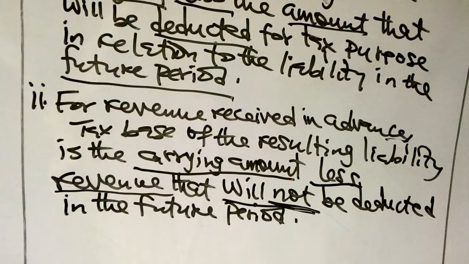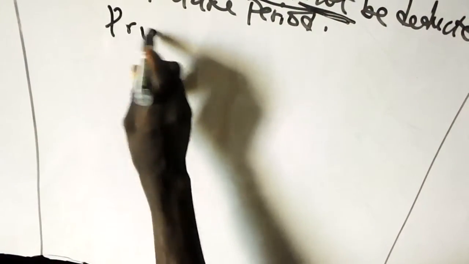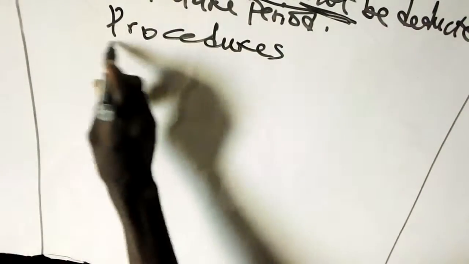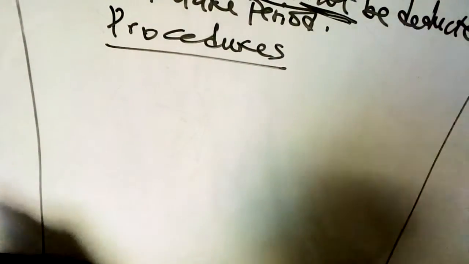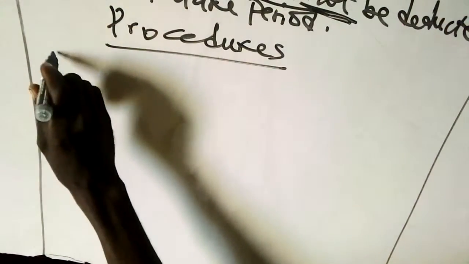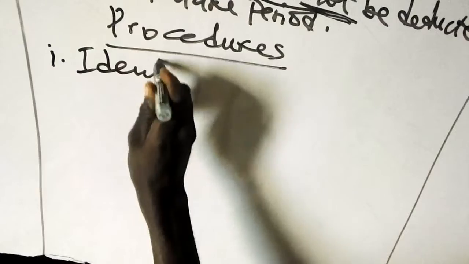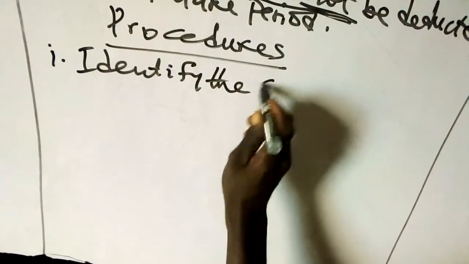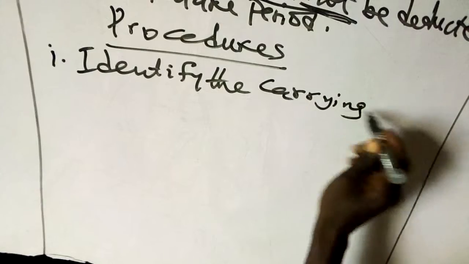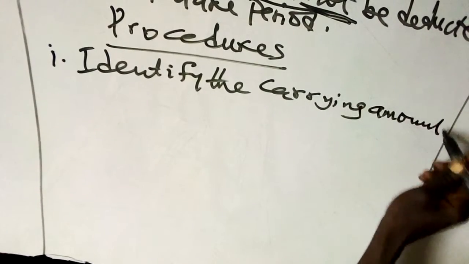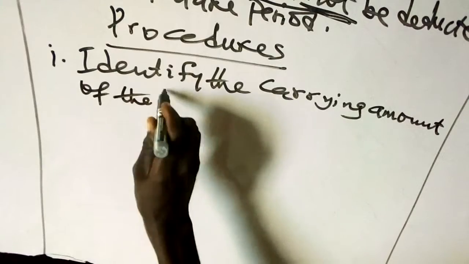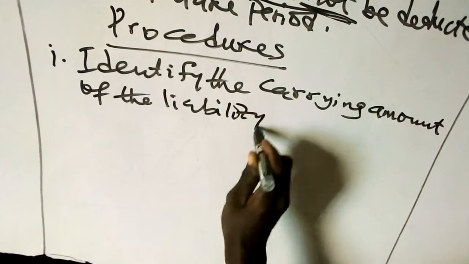So I want to consider the procedures for identifying the tax base of liabilities. Number one, identify the carrying amount of the liability. The first step is to identify the carrying amount of the liability.